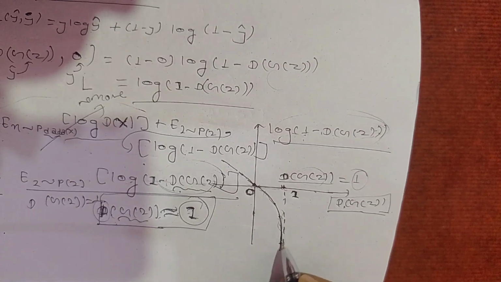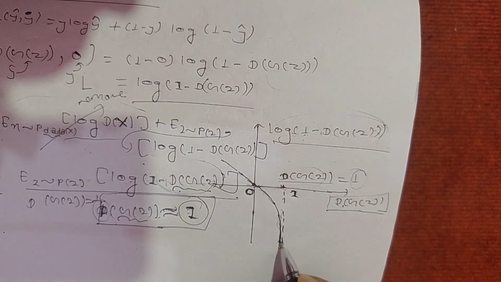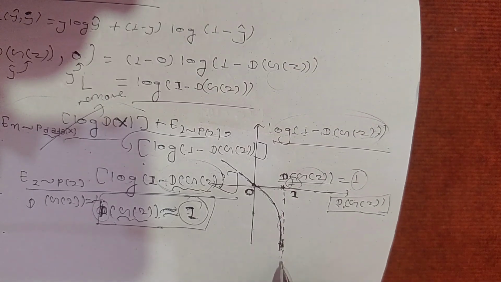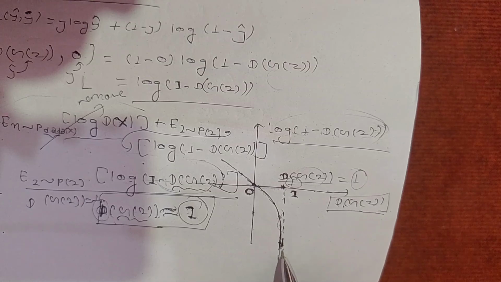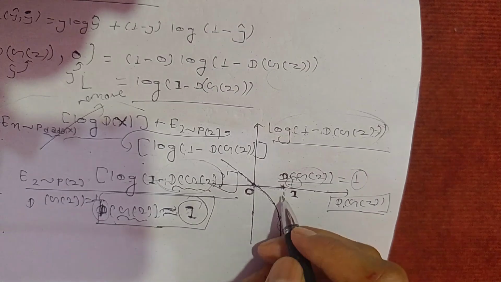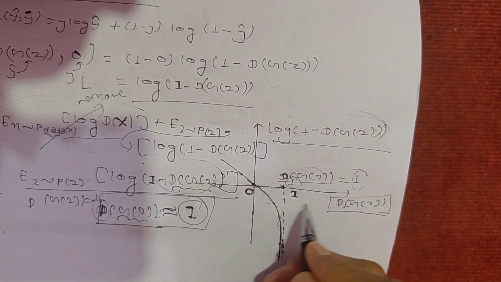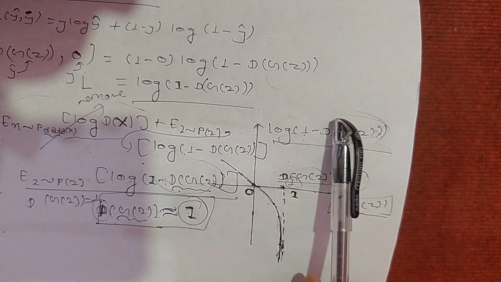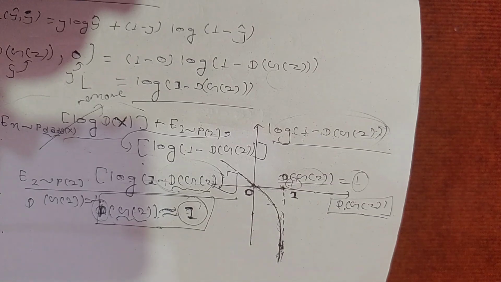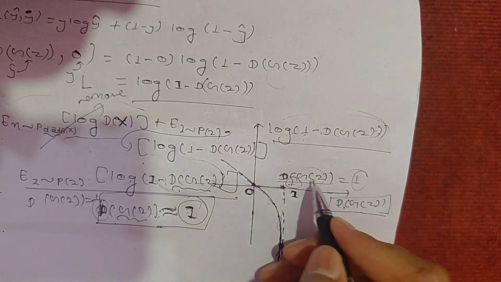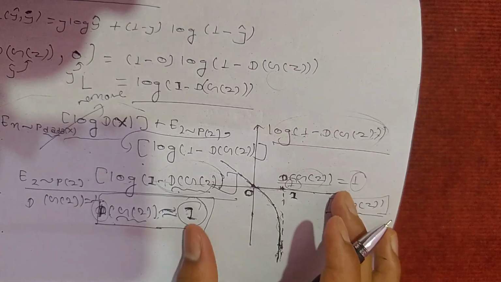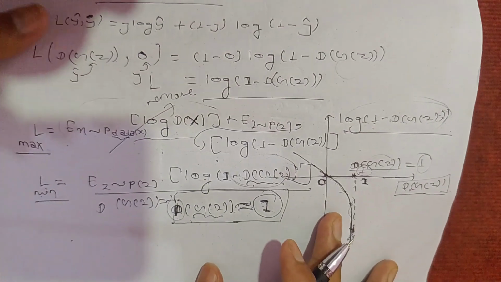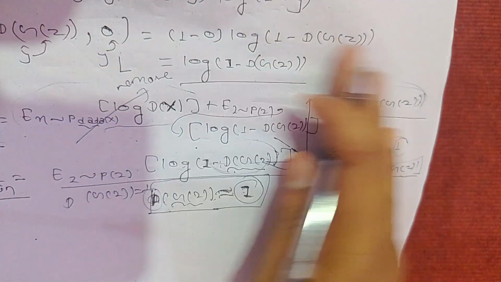If you minimize this, it will eventually reach, asymptotically, a value nearer to 1. So if we try to minimize this objective, we will eventually reach our D of G of z equal to 1. So our objective is fulfilled, and let's write the combined form for both of these.